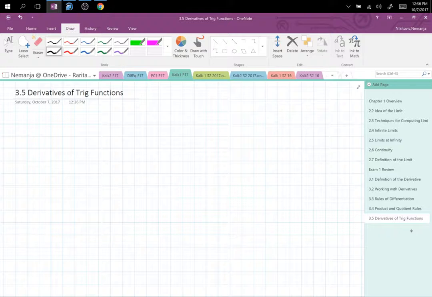Hello and welcome back to Calculus 1, section 3.5, derivatives of trigonometric functions. Yes, trigonometric functions are functions. They have graphs, they have tangent lines, therefore they must have derivatives that give us those tangent lines.